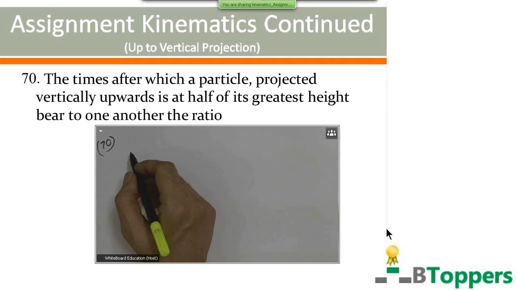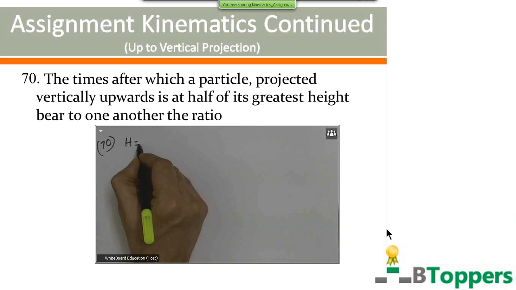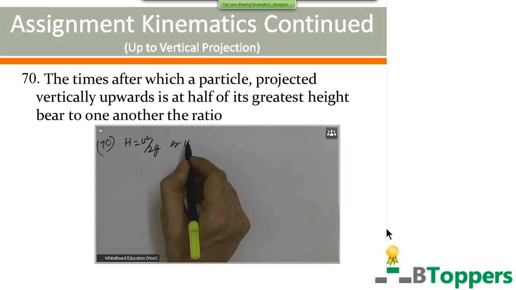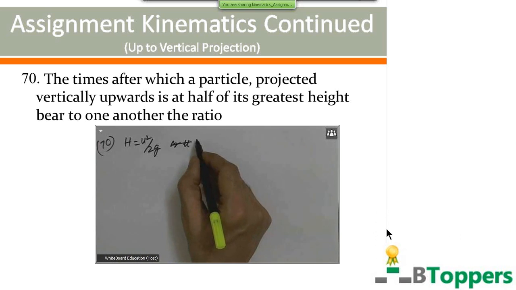Question number 70. The times after which a particle projected vertically upwards is at half of its greatest height bear to one another the ratio. The maximum height reached by the body above the point of projection is given by capital H equal to u² by 2g. So you have to find the ratio of the two times.